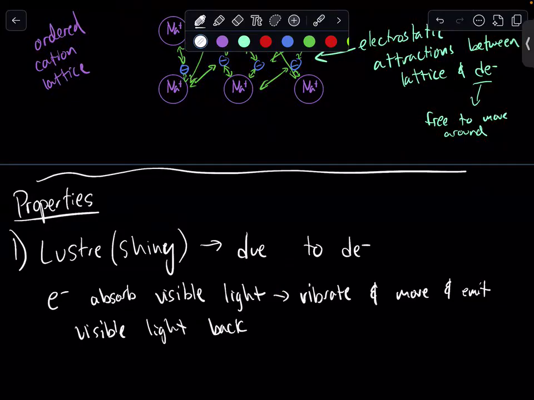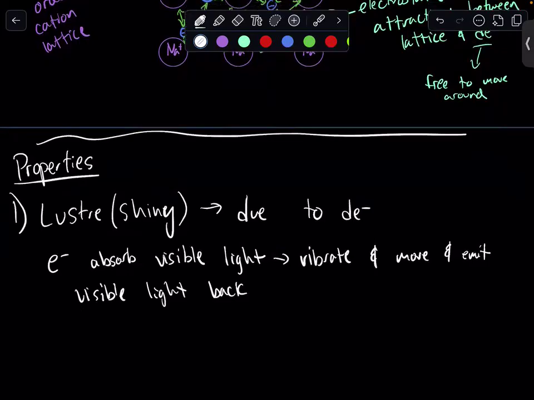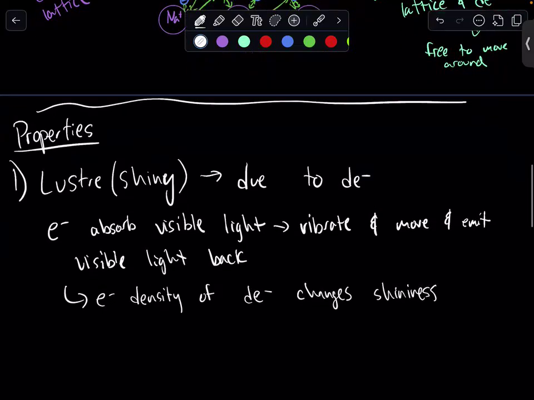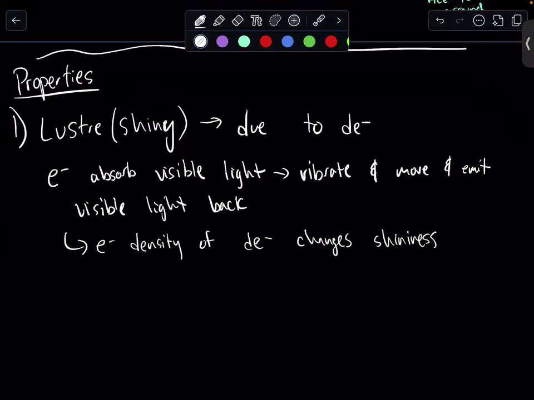They do this differently. So different metals with more or less valence electrons can change the electron density of our delocalized electrons, which changes the shininess. You can see this example where some metals are less shiny or some shine in different colors. So for example, silver, Ag, is very reflective to visible light.